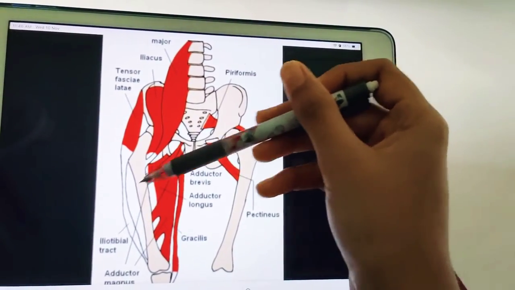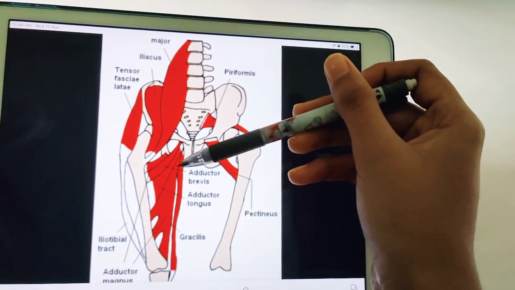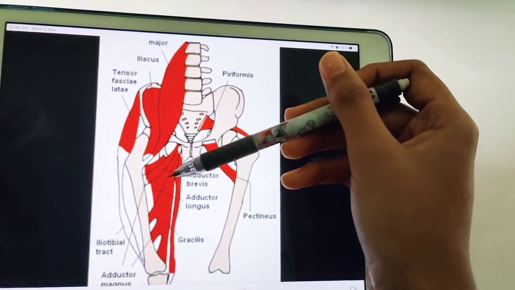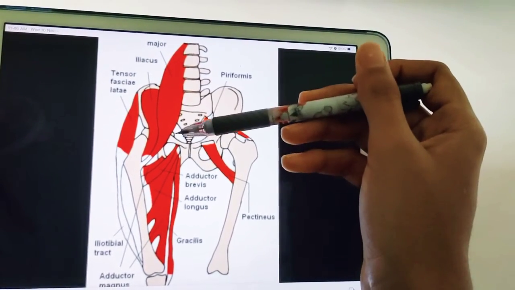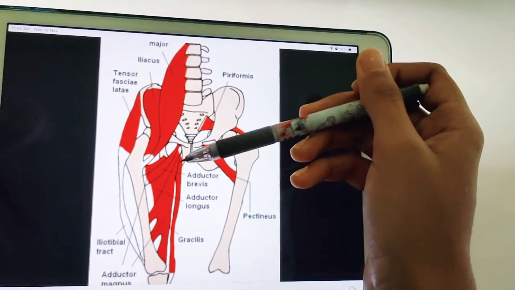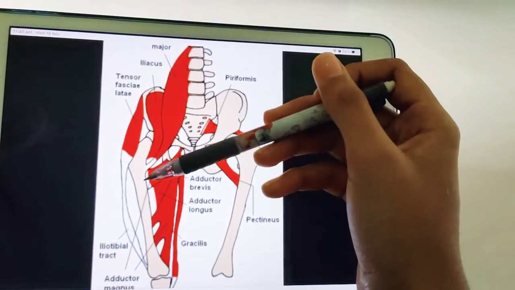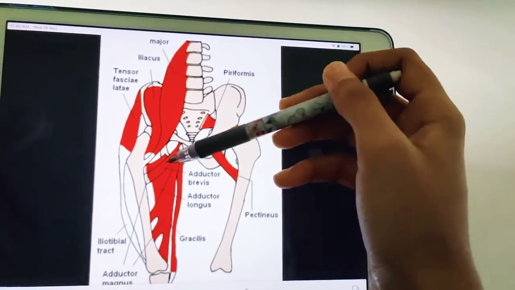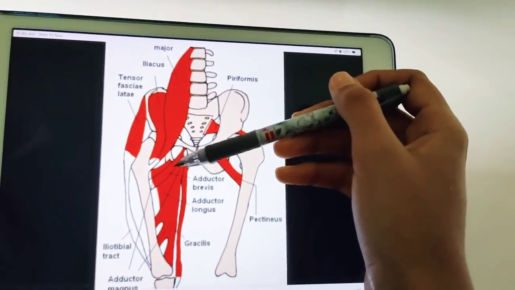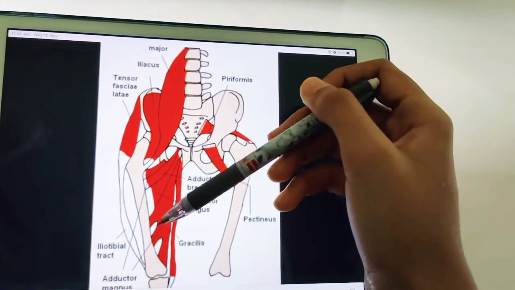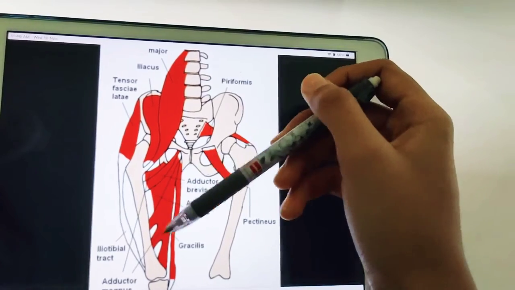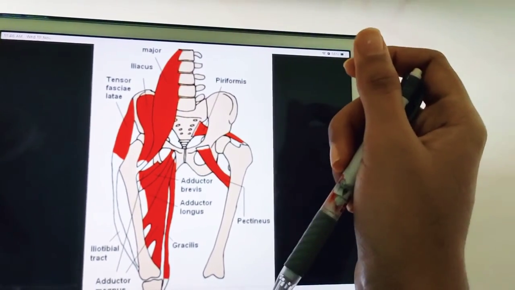So anteriorly, this side you will have the medial intermuscular septum, which separates it from the extensor or anterior compartment, and posteriorly it has an ill-defined posterior intermuscular septum, which separates the flexor posterior compartment from the medial compartment. So remember the boundaries of the adductor compartment: anteriorly you will have the medial intermuscular septum, posteriorly you will have the posterior intermuscular septum.